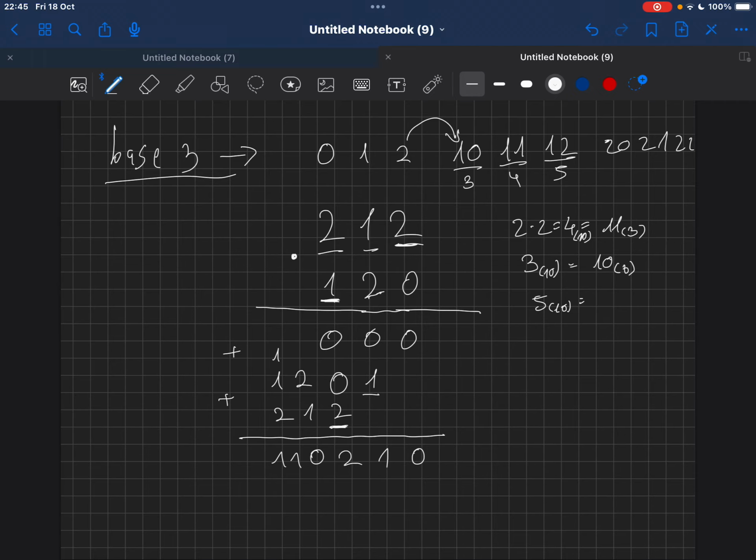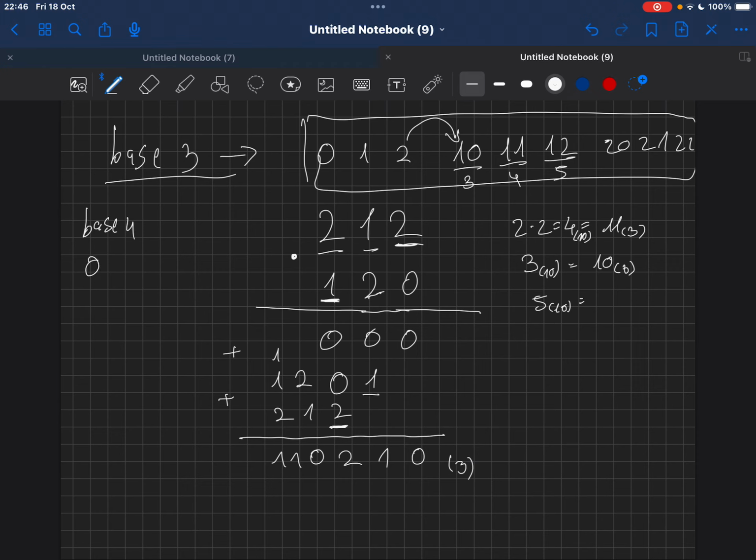So this is my number in base 3. Now you can convert it to base 10 if you want, but this is the multiplication in base 3 and how we should regard this. Don't forget this idea. Of course, in different bases you will see different things. For example, in base 4, you will see 0, 1, 2, 3, and then instead of 4 you will go to 10, 11, and so on, in the same manner.